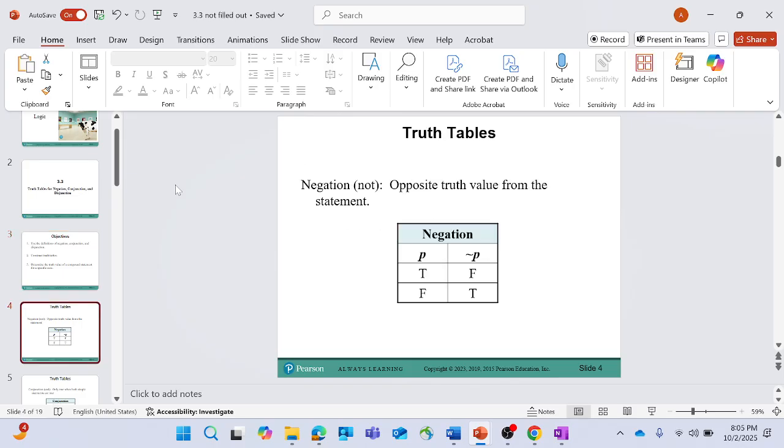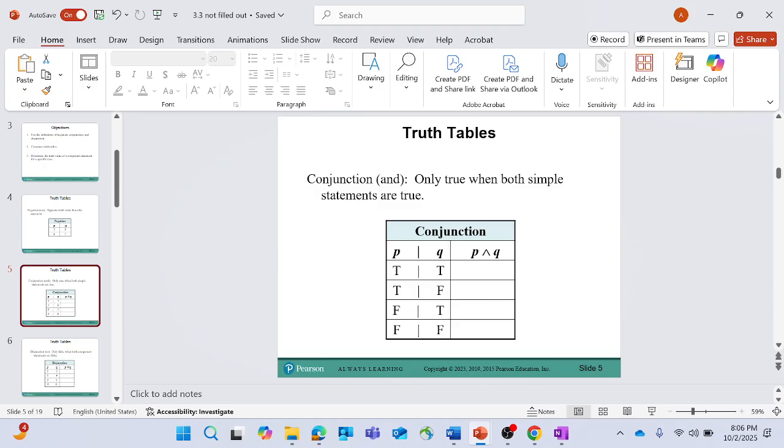So negation just means not, remember? So if you have P and not P, if P is true, not P is false. If P is false, not P is true. They have opposite truth values because they're just complete opposites, well, kind of. Right? P, not P. They have opposite truth values. One's true, one's false. If one's false, the other's true.